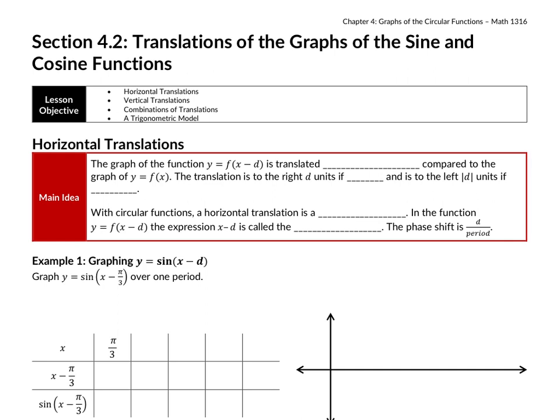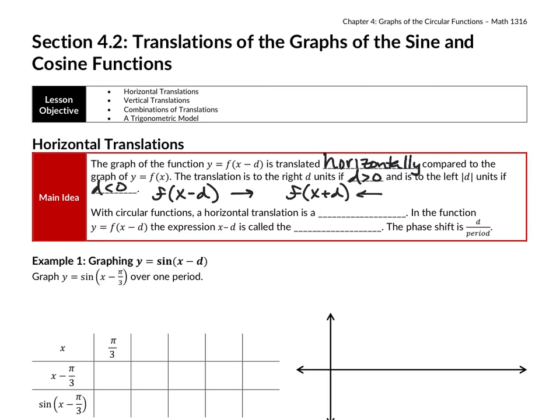So thinking back to other things we know about transformations of functions, the graph of the function y equals f of x minus d is translated horizontally compared to the graph of y equals f of x. The translation is to the right d units if d is greater than 0, and it's to the left the absolute value of d units if d is less than 0. So what we can think about here is that if you see x minus d in the equation, your graph is going to move to the right.